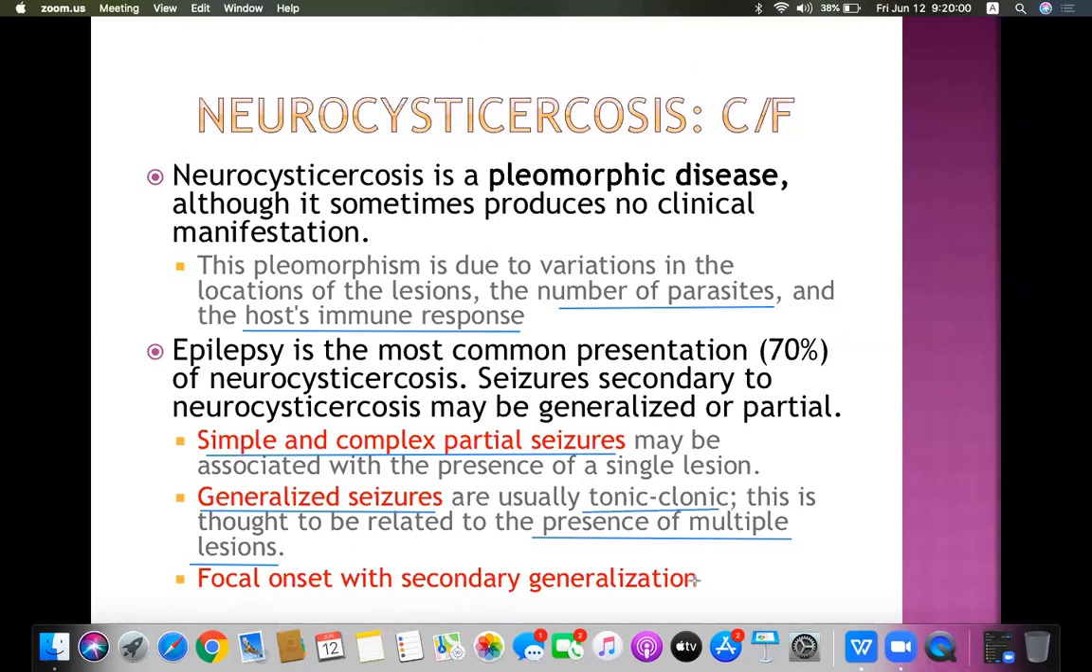The third one may be focal seizure with secondary generalization. In the beginning, it was a focal or partial seizure. Later on, it progresses into tonic-clonic or generalized seizure. So this is also a component of partial seizure because in the beginning, it began as a partial one. These are the different types of seizure which occur in epilepsy in case of neurocysticercosis.